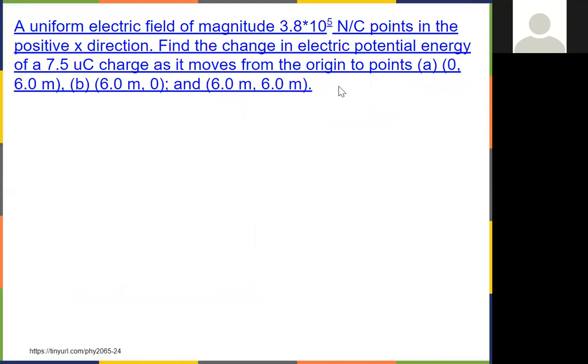All right, we will take a look at the first example here. It says a uniform electric field of magnitude 3.8 times 10 to the 5th newtons per coulomb points in the positive x direction. Okay, so the E field is in the positive x direction. Find the change in electric potential energy of a 7.5 microcoulomb charge as it moves from the origin to points A and B and then C. All right, so there are 3 parts here.